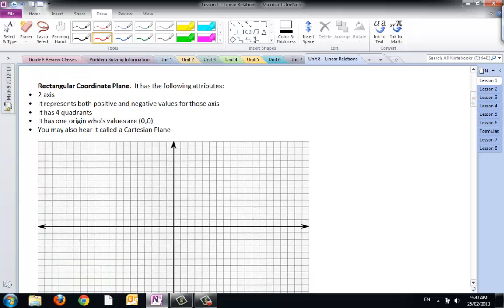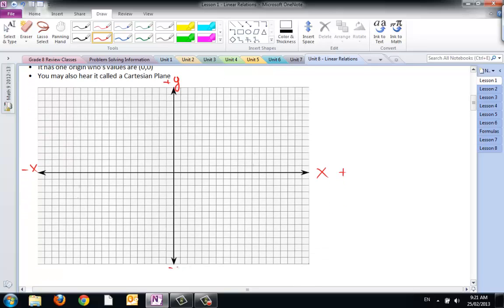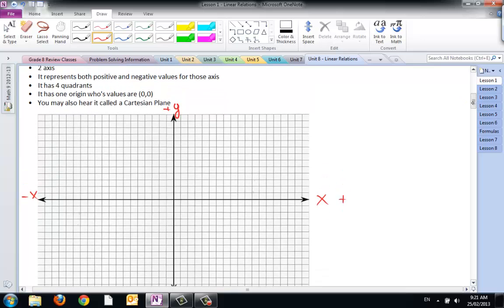Okay, a rectangular coordinate plane is this graph that you see. You also hear it called a Cartesian plane, but it has a whole bunch of different attributes, and we're just going to touch on them quickly so that we're all talking the same thing and using the same system. First, just like your science class, there's 2 axes, an x and a y axis, and there are positive and negative values for those. So this is actually the positive x, and this is the negative x end, and this is the positive y, and down here at the bottom is the negative y on the axes.